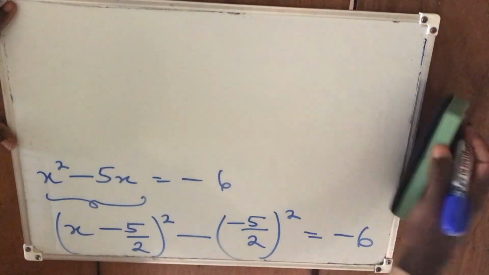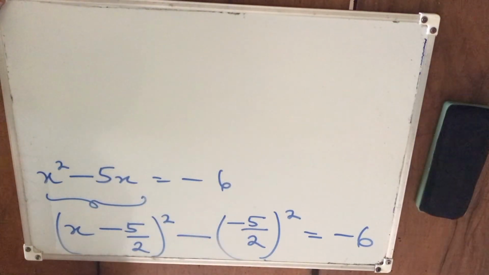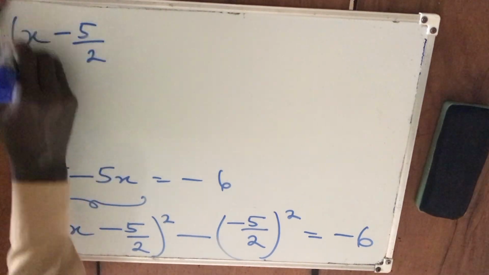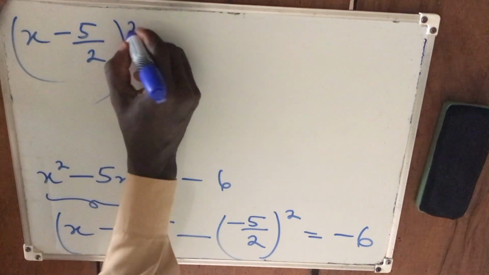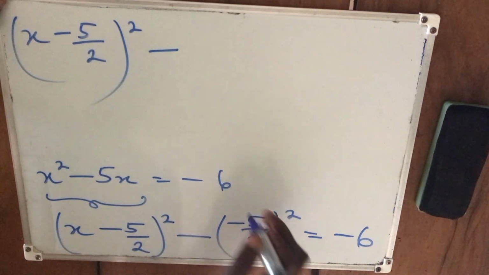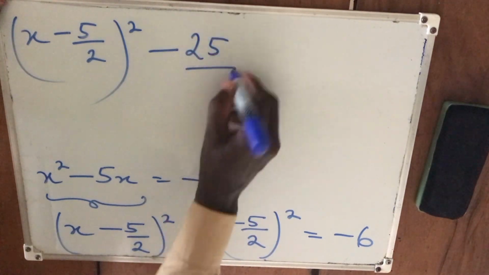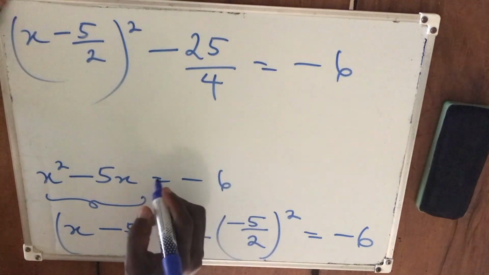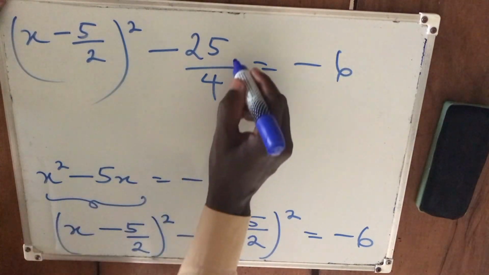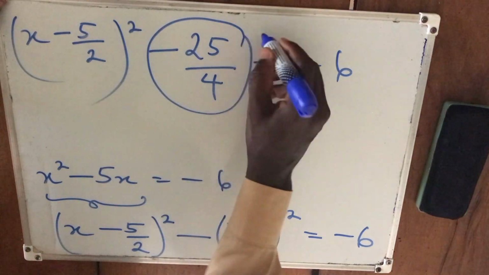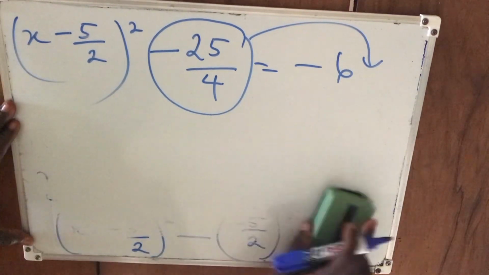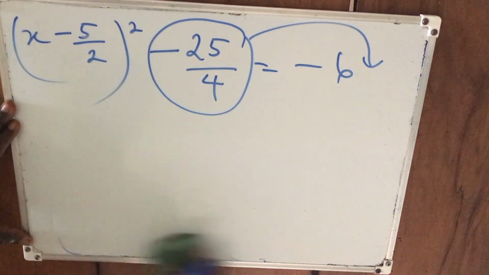So where do we go? What's the next thing to do? That simply means x minus 5 over 2 all squared minus the square of minus 5 is 25 and the square of 2 is 4, equals minus 6. Now I want to move minus 25 over 4 to the right hand side, and when I do that it will become plus 25 over 4.